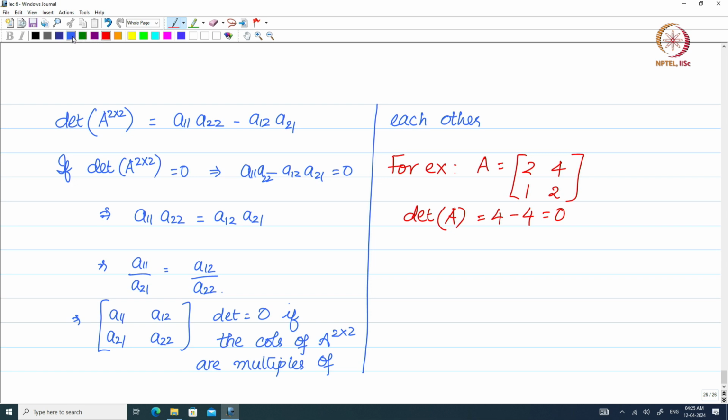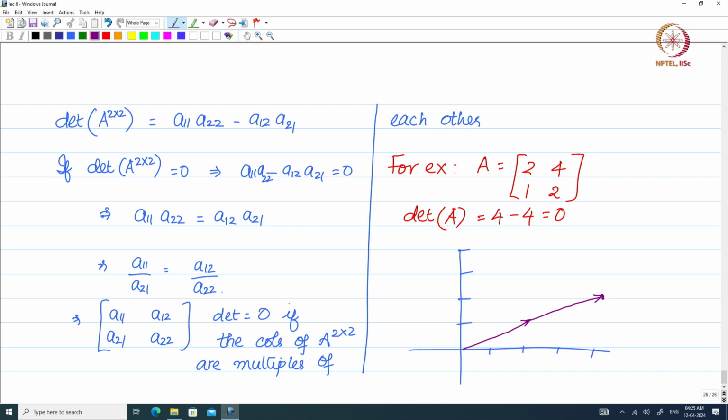If you pay attention to the two columns of this matrix A, 2 1 and 4 2, let us assume this is 1 2 3 4 on the axes. The 2 1 vector is in this direction. Now, the 4 2 vector is also along the same direction, which means in this case there is no parallelogram formed, therefore, the area is 0.